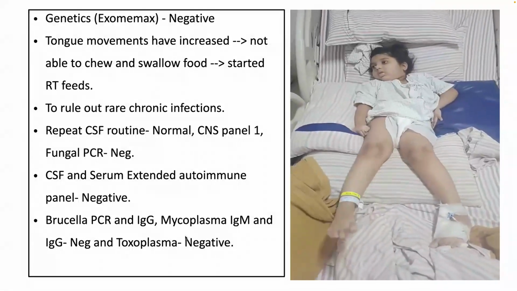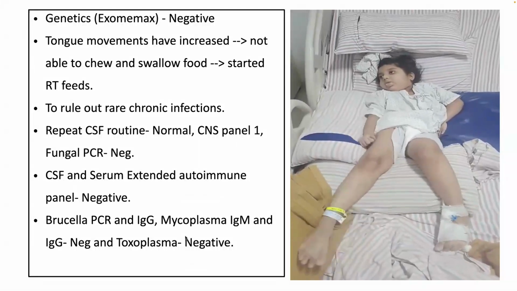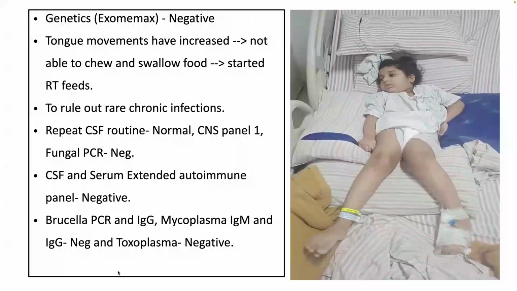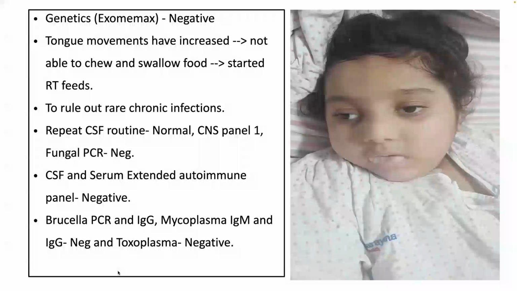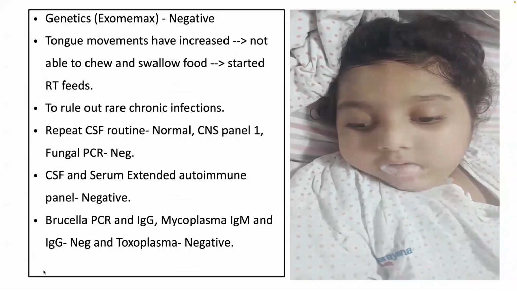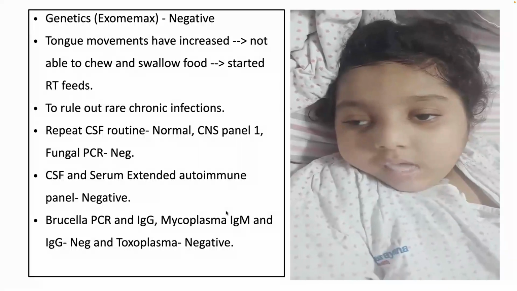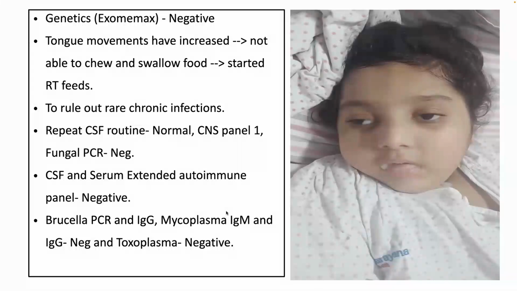In the meantime, her genetics came negative, but she continued to worsen. She started having increased tongue movements. She was not able to chew and swallow food, so we started her on RT feeds. To rule out chronic infection, we repeated her CSF, which was again normal, and all her bacterial and fungal PCRs were negative. Also, we did her extended serum and CSF autoimmune panel, which was also negative.